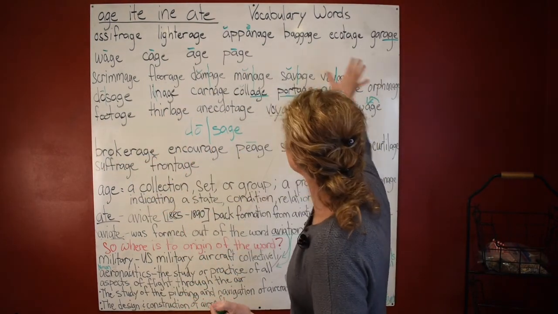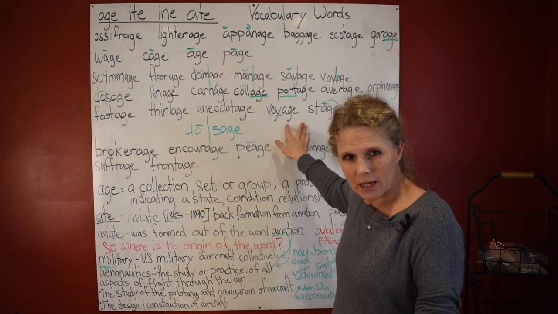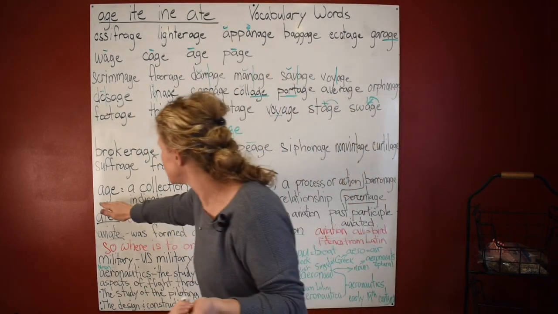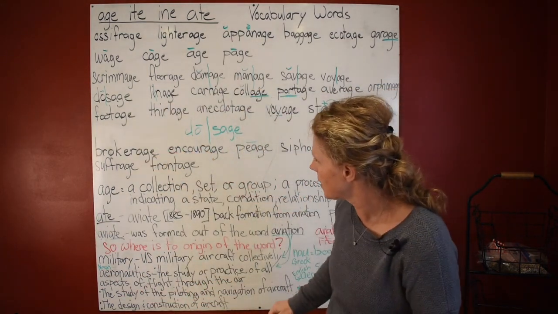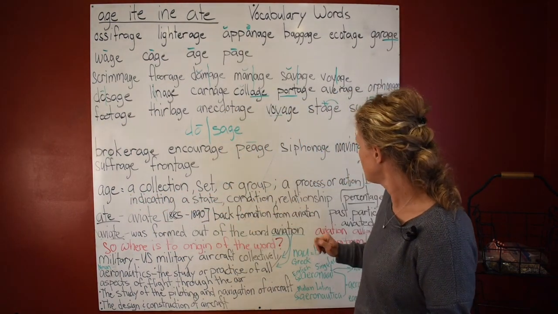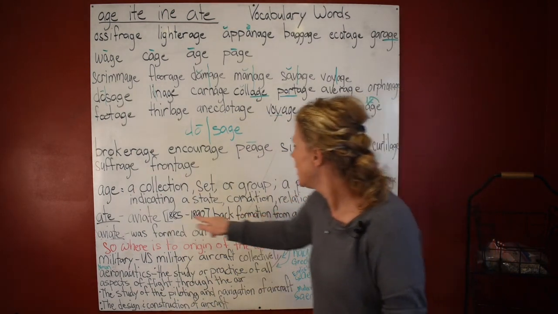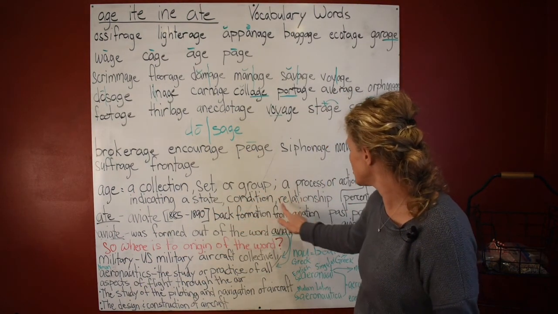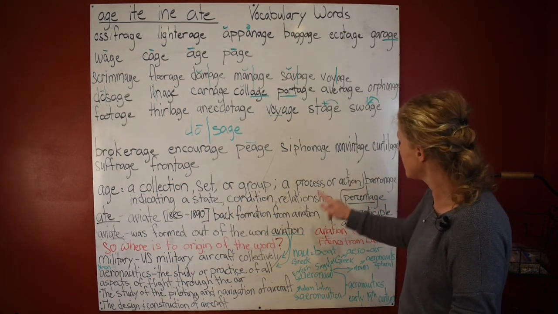Also, when we look at this, if we're understanding what the AGE means, don't you think you're going to understand the word better? So let's see what AGE actually means. Let's look at that before we go in any further. It means a collection, a set, or group. There's another definition, a process or action indicating a state, a condition, or a relationship right here. And so if we look at baronage, that would be a relationship.